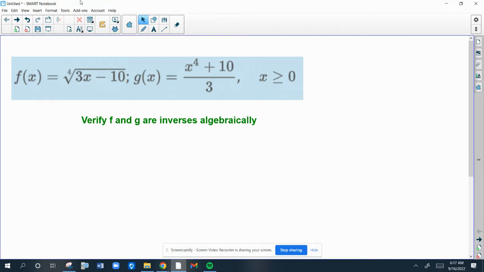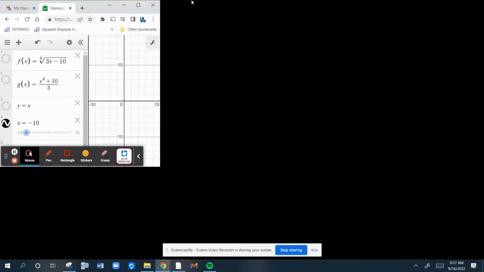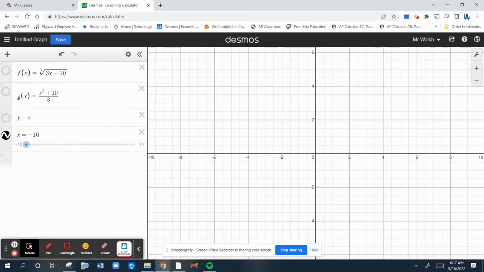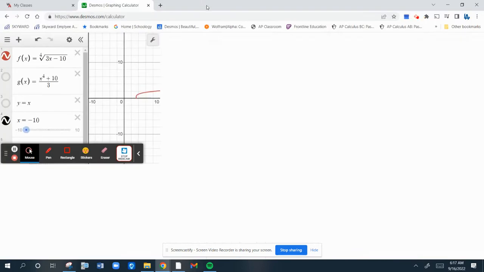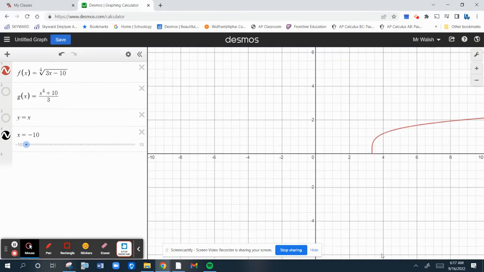So here's what the graphs look like. It's important to look at the graphs. So f of x, which I'm going to show right now, looks like this. Kind of like the square root graph, which makes sense because it's a fourth root graph. Now, it's a function of x because it passes the vertical line test.